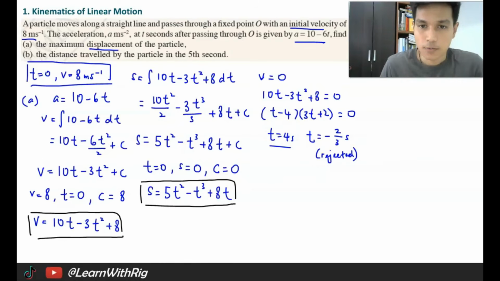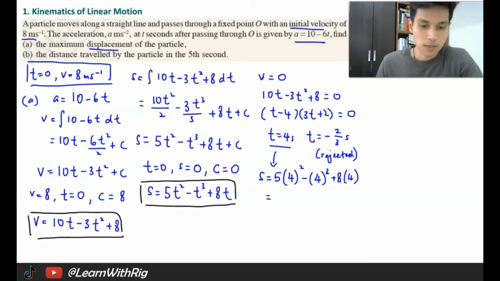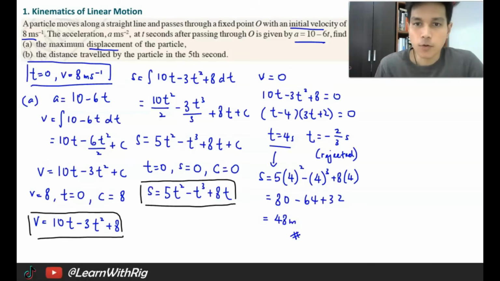So when t equals 4, s is equal to 5 times 4 squared minus 4 cubed plus 8 times 4. So 16 times 5, okay, this one you get 80 minus 64 plus 32. So your final answer is 48 meters. Alright, question B.